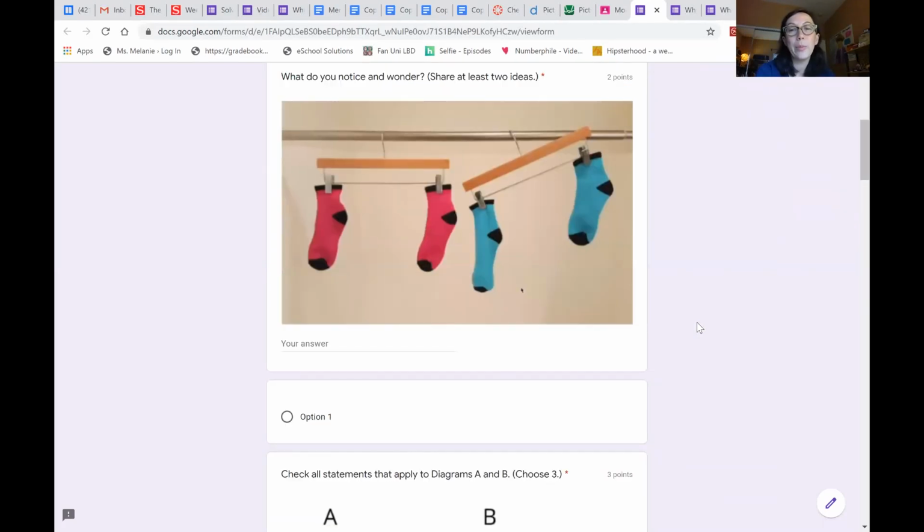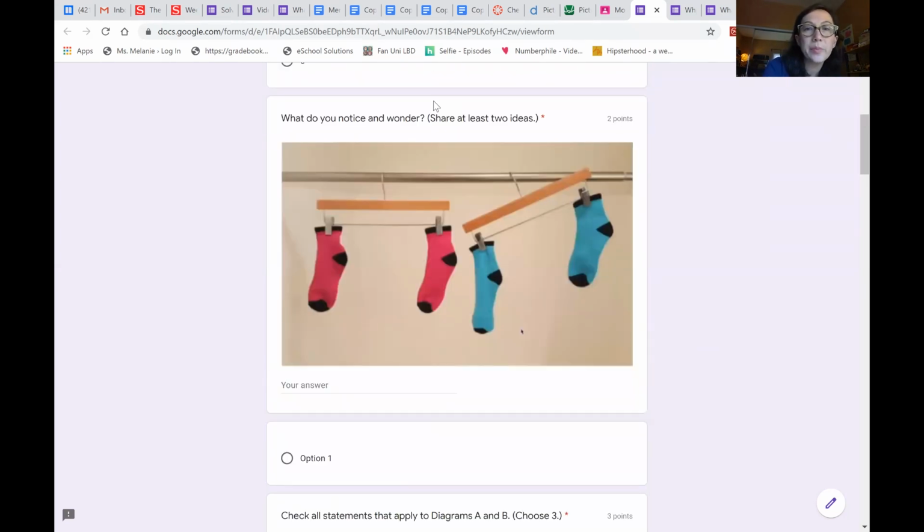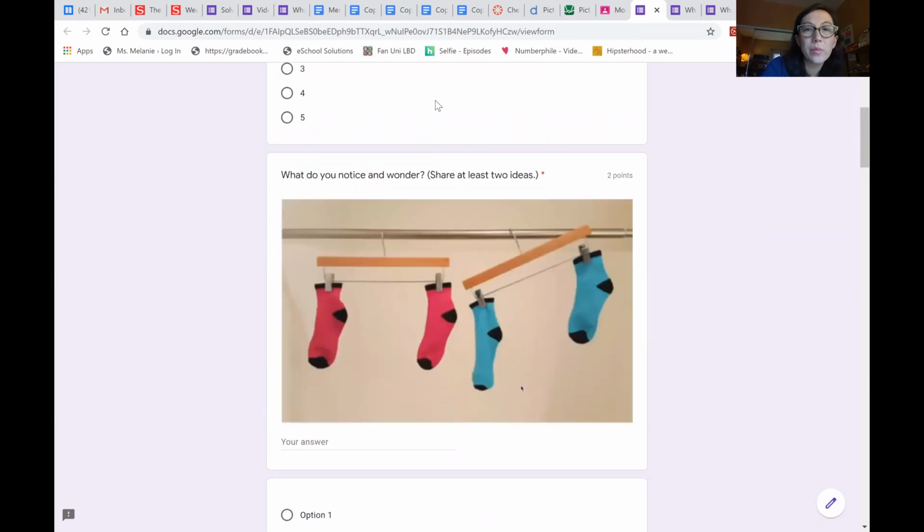So we're looking at things that are balanced and things that are not balanced. If it's balanced here, it's an equation. If it's not balanced, like here, it would be an inequality. That's all. Basically, each pink sock is equal to each other. But this small blue sock is less than this bigger sock because it must weigh less. That's why it's out of balance.